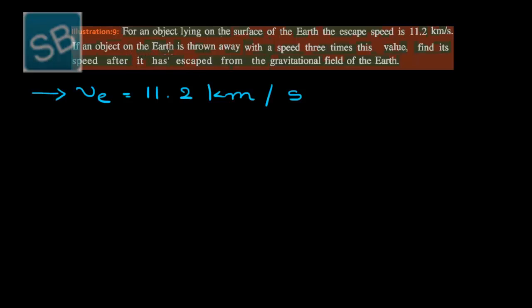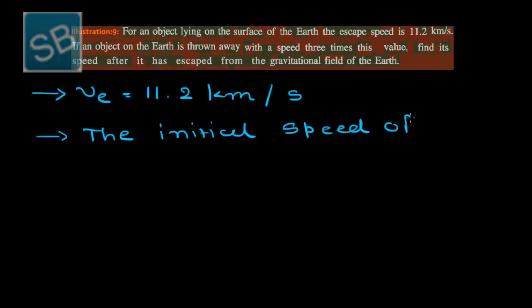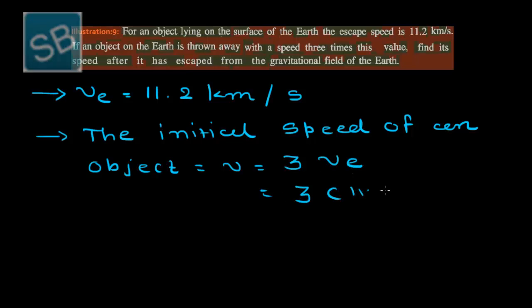Now, if an object on the earth is thrown away with a speed 3 times this value, so the initial speed is given to us. The initial speed of an object, I am denoting it as simple V, is 3 times the value of VE. So it is equal to 3 times 11.2, that is not 66, it is 33.6 km per second.